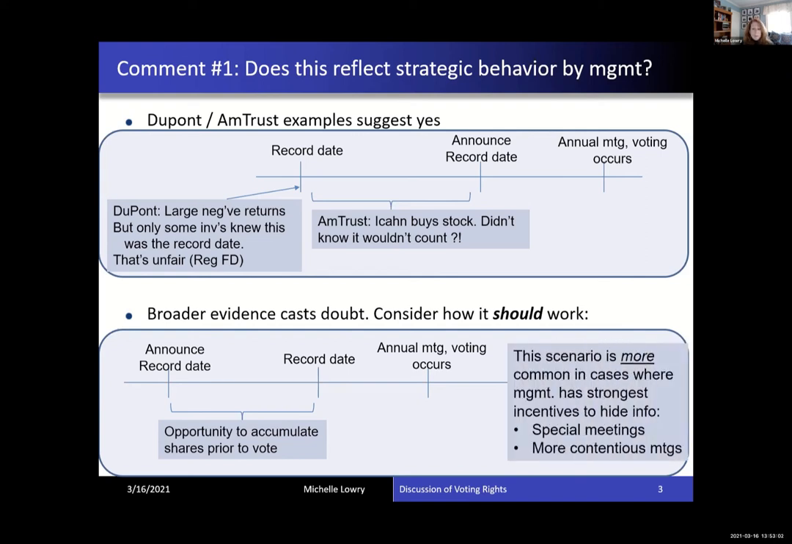What's a little bit puzzling is that this scenario is actually much more common in cases where management would have the strongest incentives to hide the information, in special meetings and more contentious meetings. So if this was strategic behavior by management, I would have expected they would have been hiding the record date in these special meetings, not doing the opposite. But that being said, let's go back and look at the DuPont and AmTrust examples in a little bit more depth to see if we can get a little bit more intuition for what might be going on.